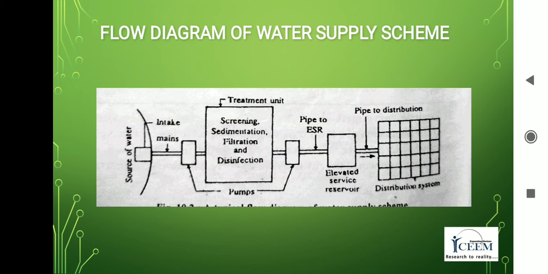The last point of the unit is the water treatment plant. The figure shows a typical flow diagram of a water supply scheme. The source of water supply may be either a well, a reservoir, a dam, or a stream like river, canals, etc.